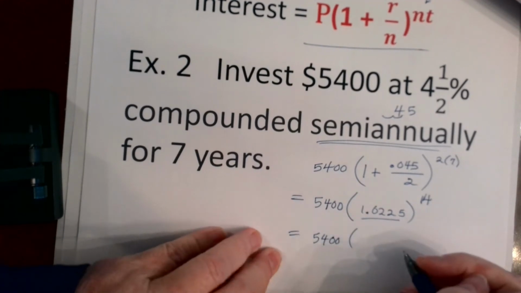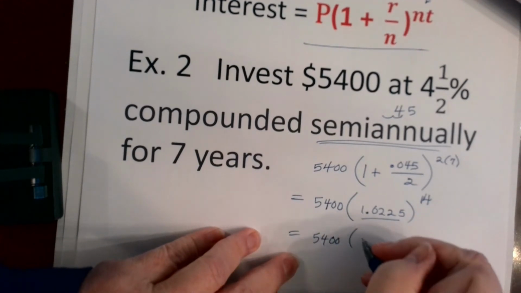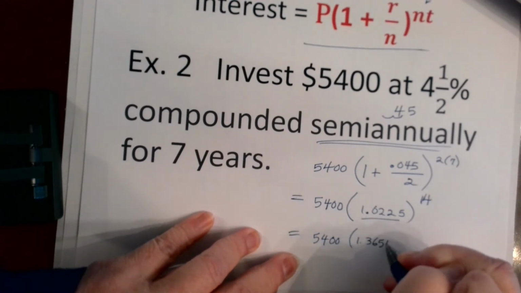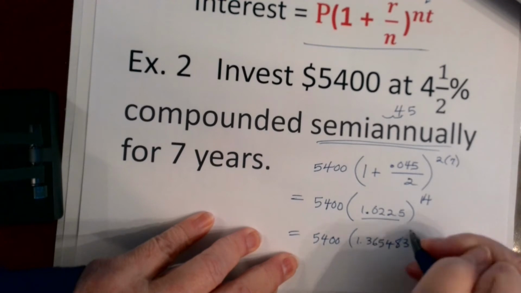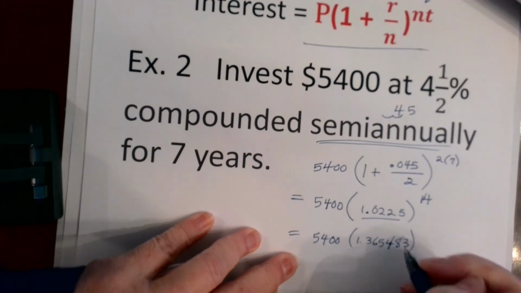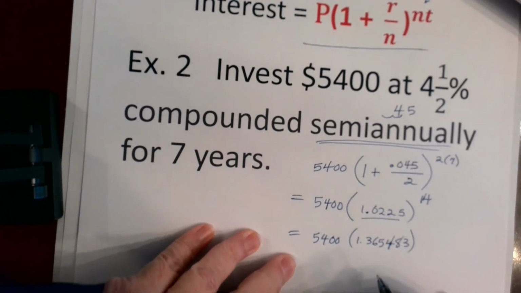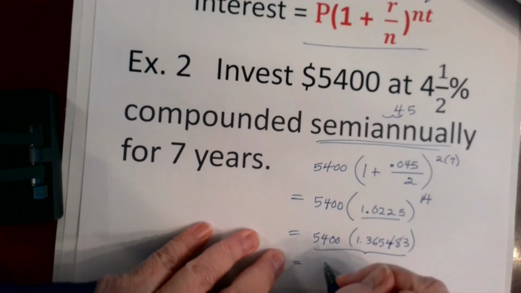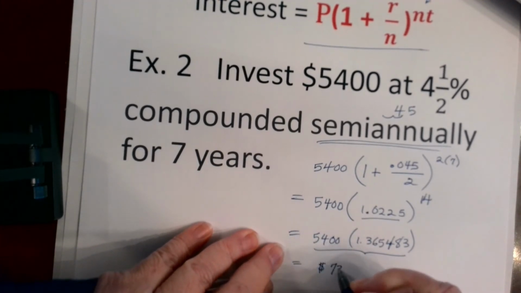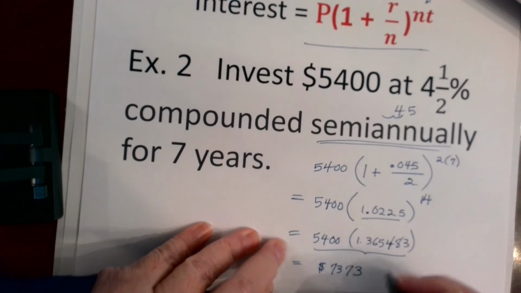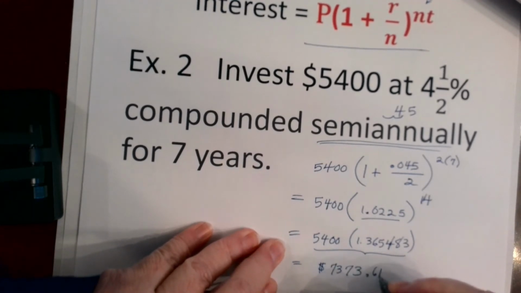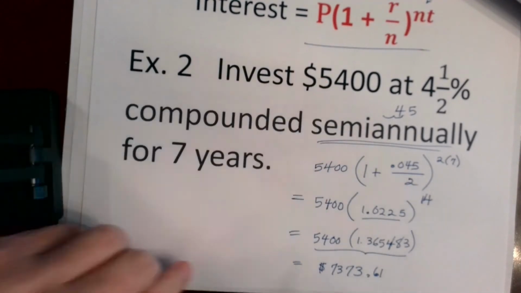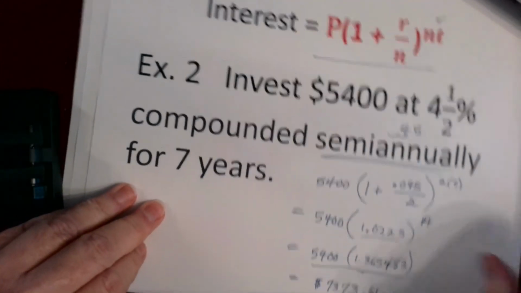So the parentheses raised to the 14th power is about 1.365483. It goes on and on, but I rounded it off, but I waited a good long time before I rounded it. And then you multiply them together, and the answer is they'll give you back $7,373.61, even though you only gave them $5,400. But that's at the end of 7 years.